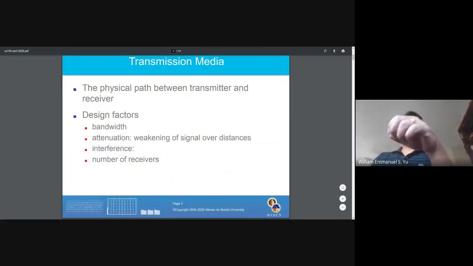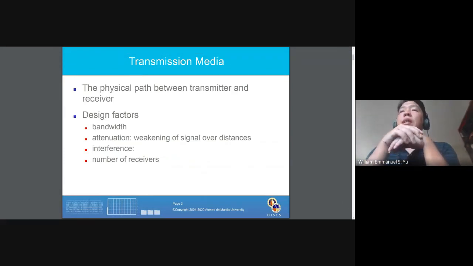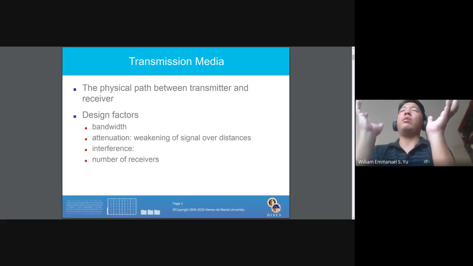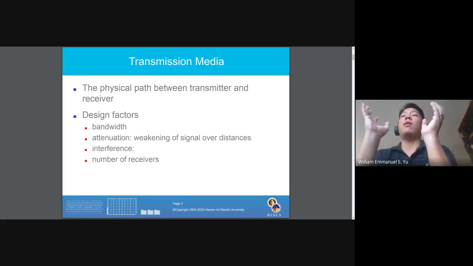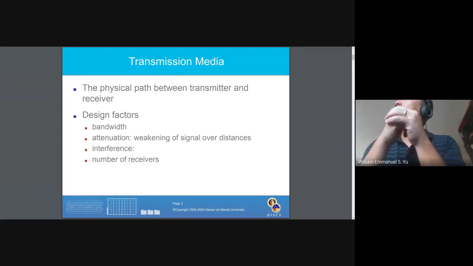We discussed this last meeting, and this is just a quick review. We cannot discuss transmission media without discussing the factors that affect it. Think of transmission media as the path between the transmitter and the receiver. This can either be a physical path like a wire, or a wireless path, like an air interface such as Wi-Fi and the like.